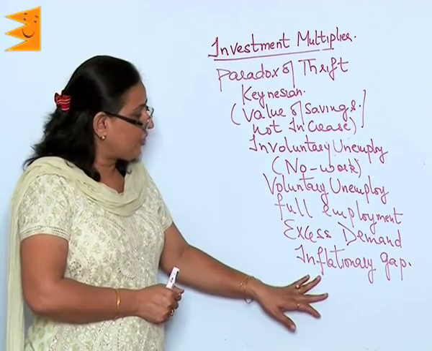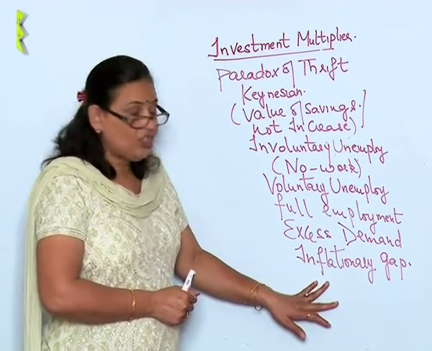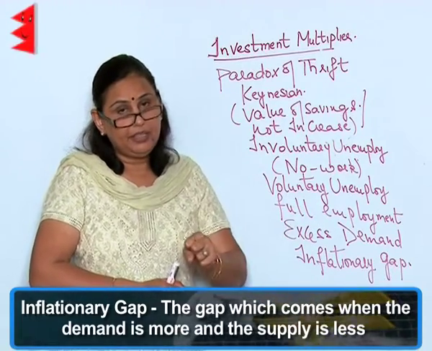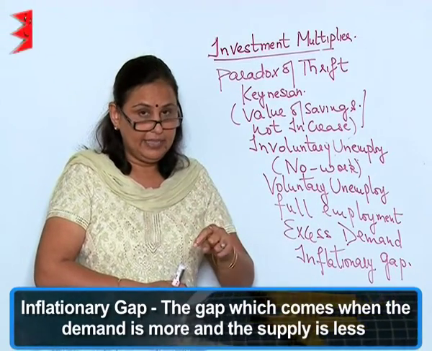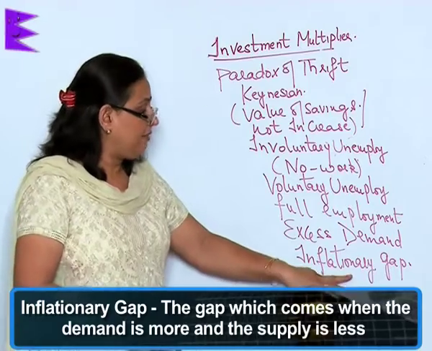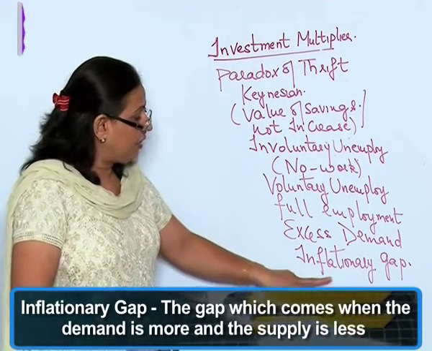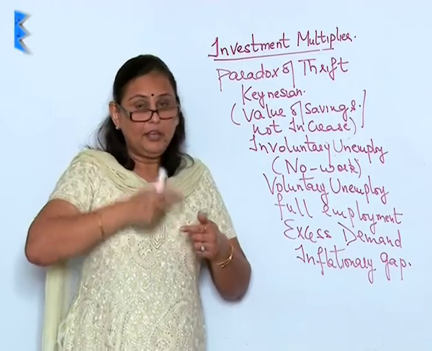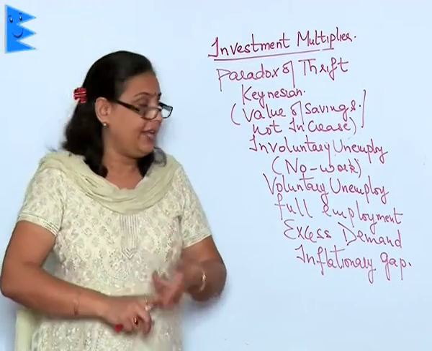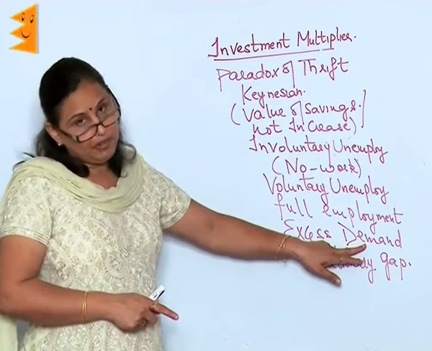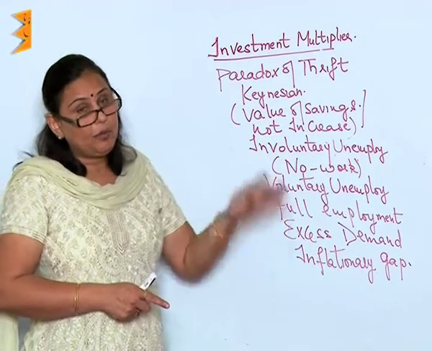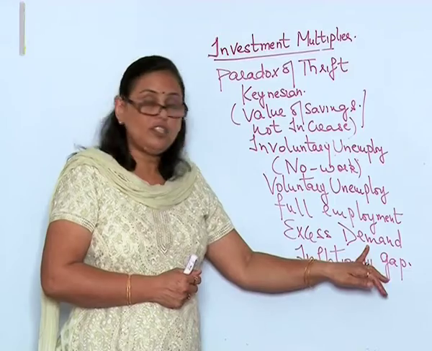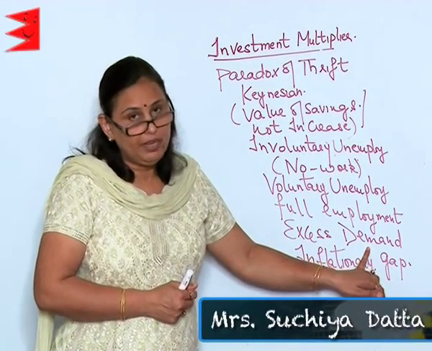and inflationary gap. This inflationary gap is the gap which comes when the demand is more and the supply is less, and that point is called inflationary gap. It comes from the word inflation because the prices have been rising due to the increase in the demand of a commodity, and that commodity is not being supplied in relation to the demand which is being increased.